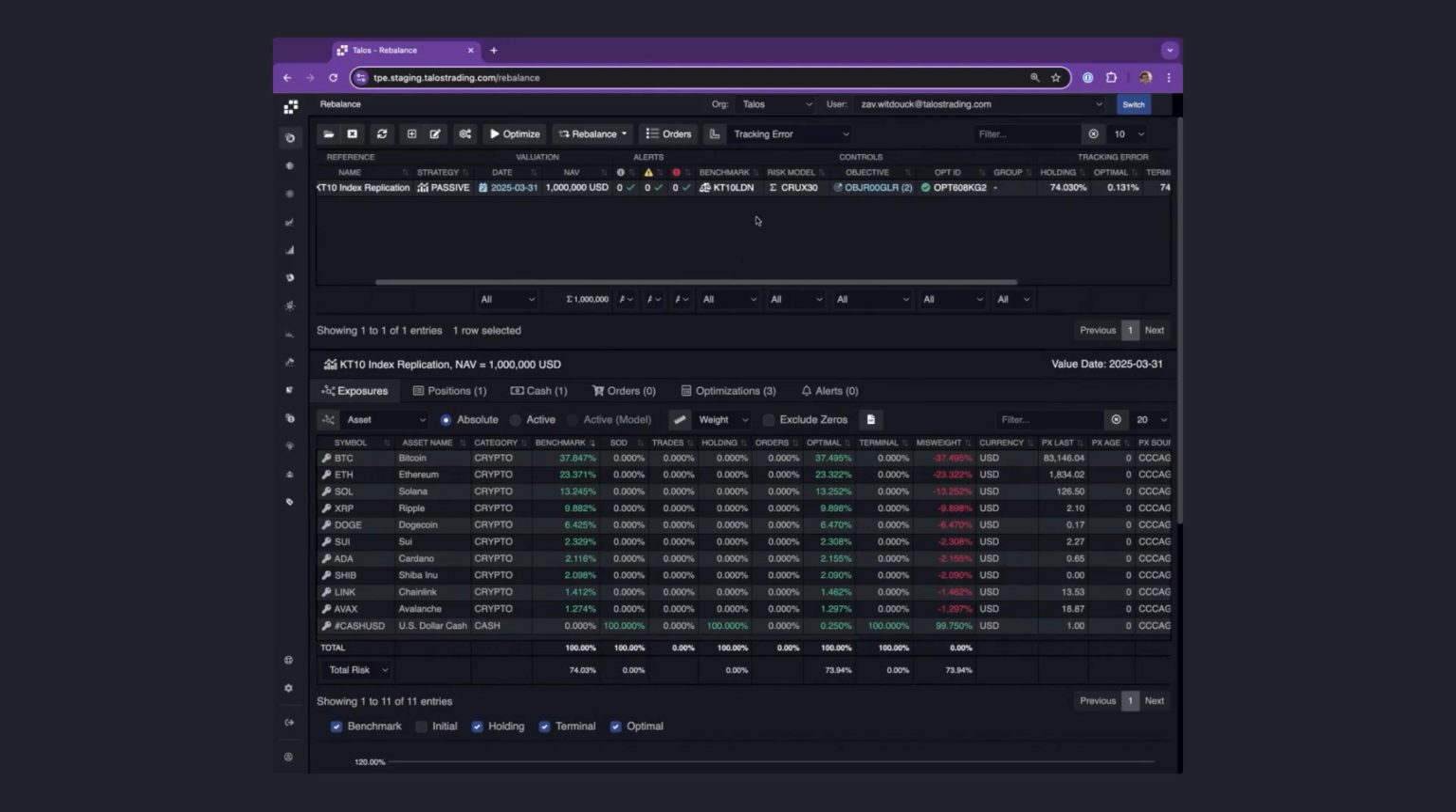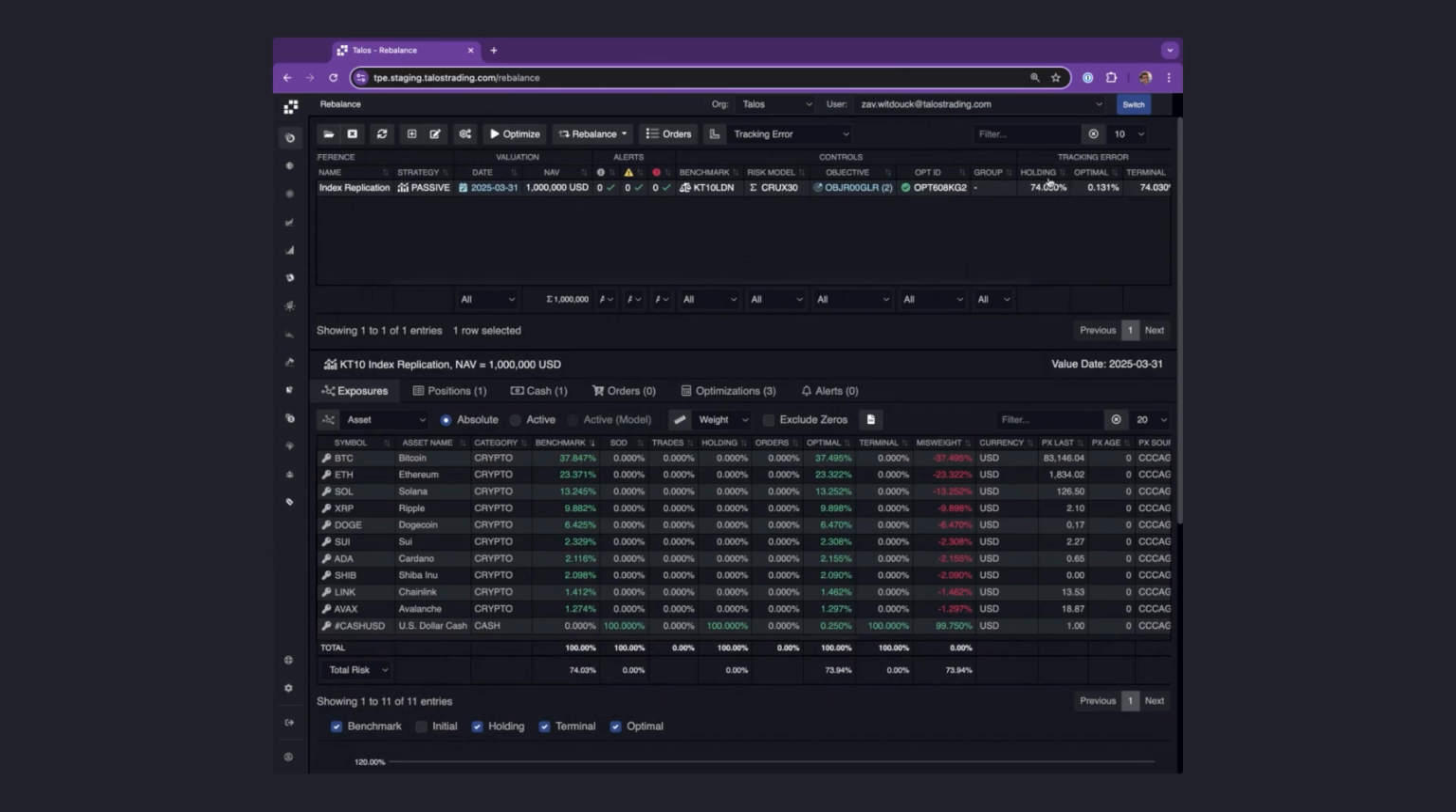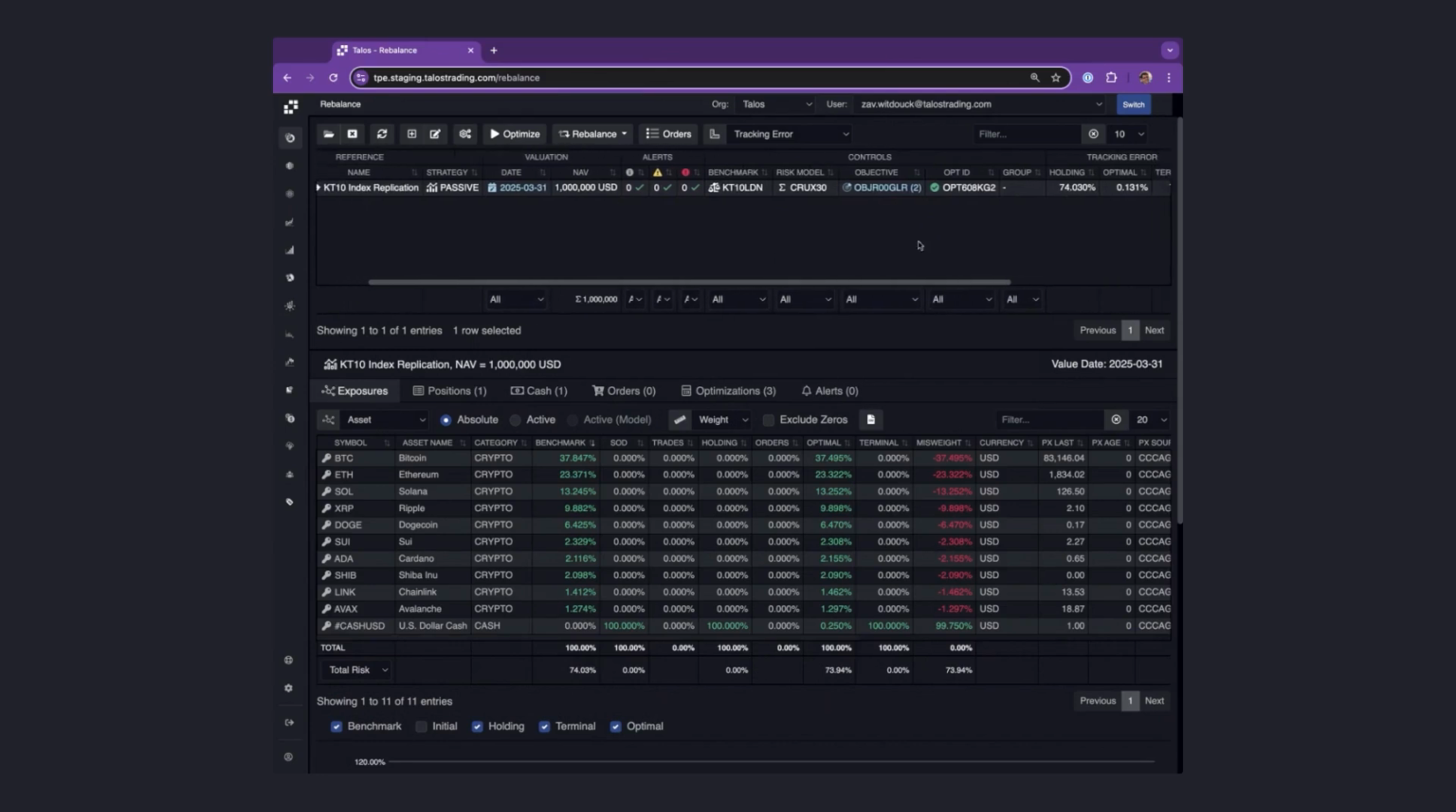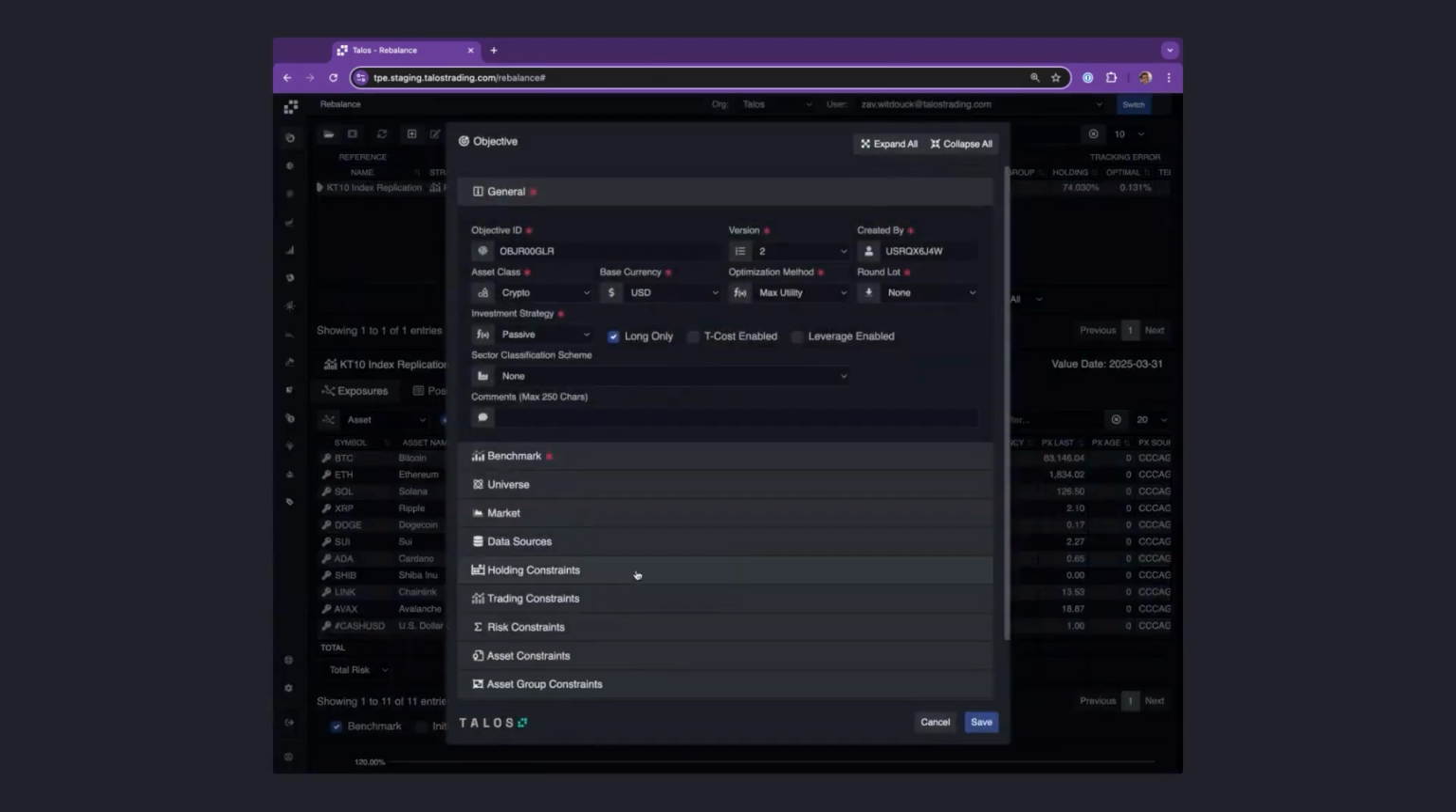I just want to call attention to a number of columns here at the top. We have a group of tracking error columns for holdings, our optimal portfolio, and our terminal portfolio. Because we're completely uninvested at the moment, we're essentially at 74% tracking error, which is enormous. We would ideally want to see tracking error in basis points rather than percentage. So we have very high tracking error while we're totally uninvested. Before we go ahead and do the rebalance, I want to call attention to some of the features that the PM has control over.